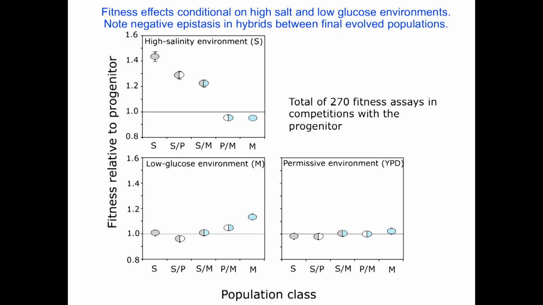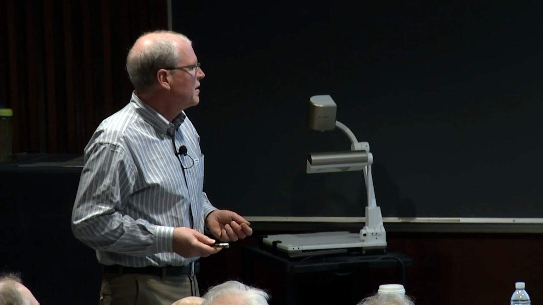But look at the high salt environment. This is the salt evolved, huge increase in fitness. That's a giant fitness increment. And look at the SP hybrid. That's going to give us our measure of ecological isolation. And the SM hybrid, it's got the same amount of high salt determinants, but it also has a contribution of M genes. That's the negative interaction or negative epistasis. Something is present in S and M that is interacting in a negative way. So we're trying to get at what is the underlying nature of that interaction.